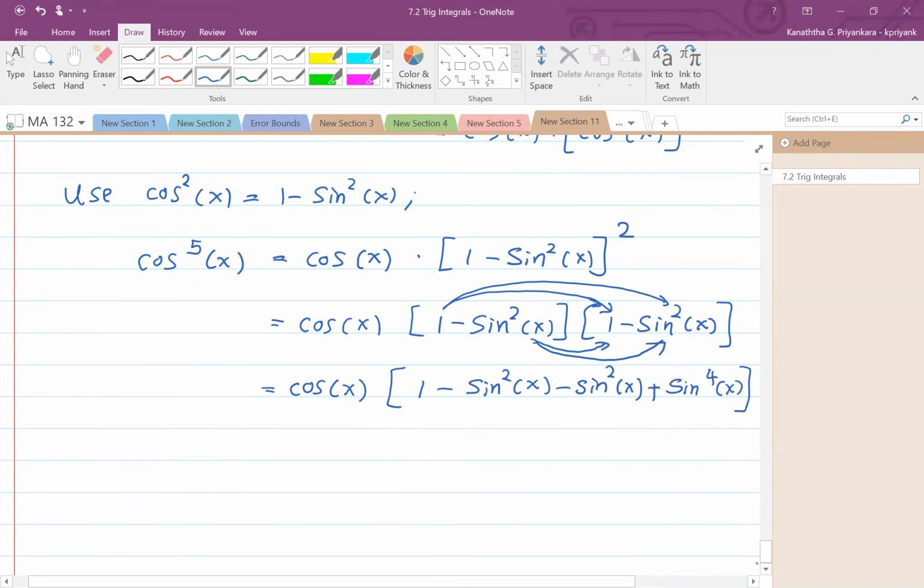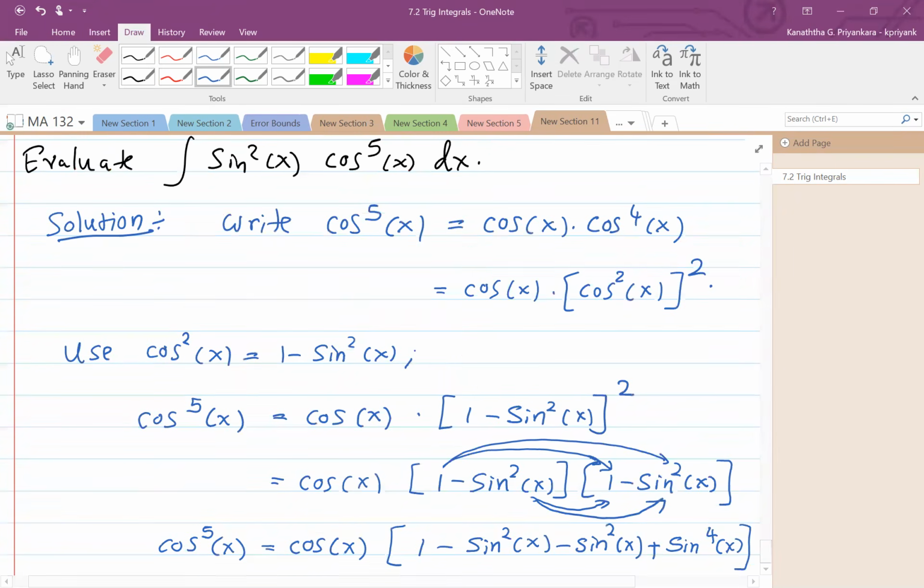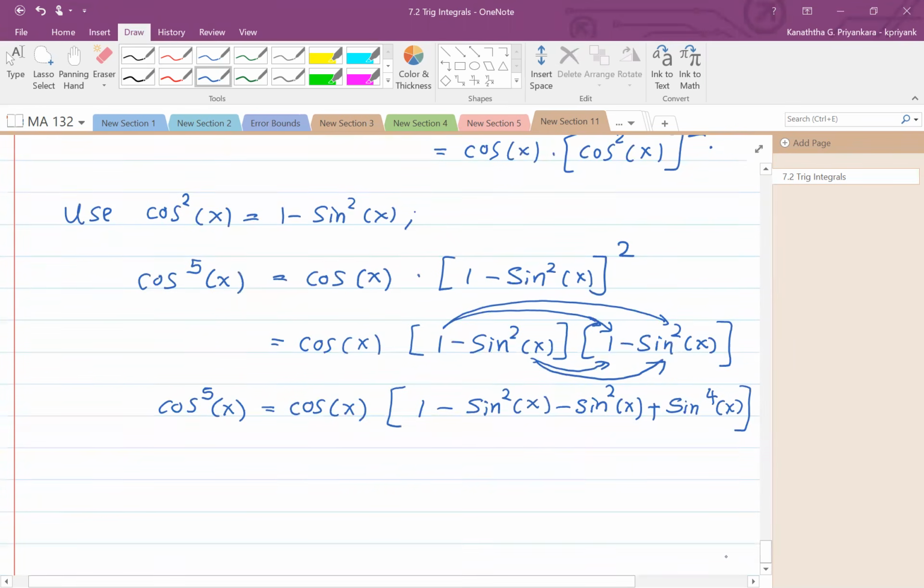So that would be the simplification. So this is an expression for cosine 5x. Now I'm going to substitute into the equation the integral form. So we have the integral of sine squared x cosine 5x dx. So we are given this integral.